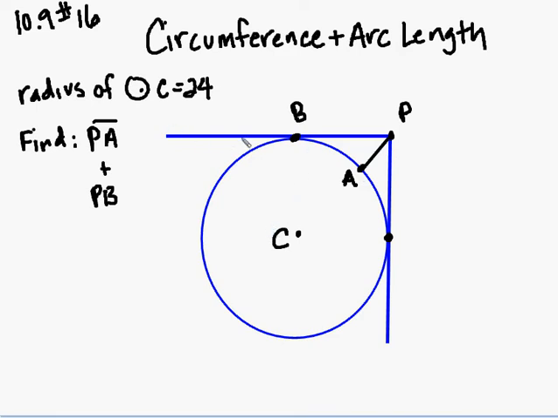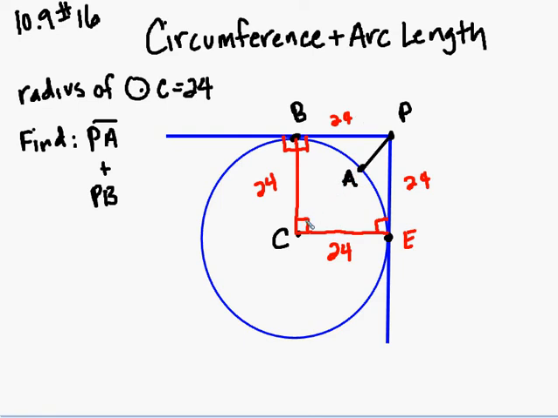Well, we know that the radius of circle C is 24, so if I draw my radius here, this length is going to be 24. I know that a radius is going to be perpendicular to its tangent, and so that length is 24. Let's call this point E. So C to E is 24, and what I've just created is a square. I have square B, P, E, and C. So all side lengths are 24.